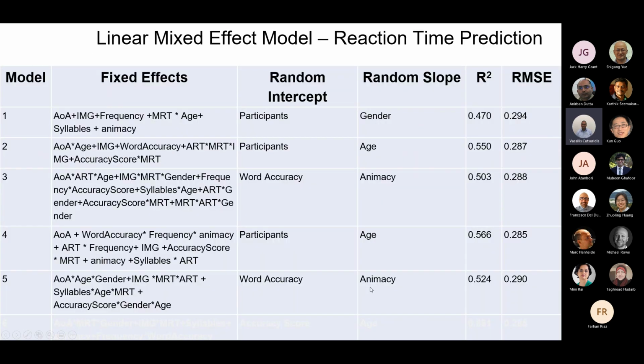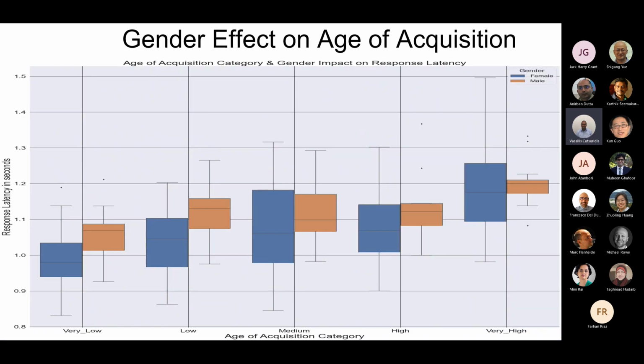Then we applied a linear mixed effect model technique, which computes a random intercept and a slope for each of the variables that we attribute as a random effect. And we wish to predict a dependent variable, which in our case was the reaction time. And you may see that we reached a relatively good accuracy. This study is under publication.